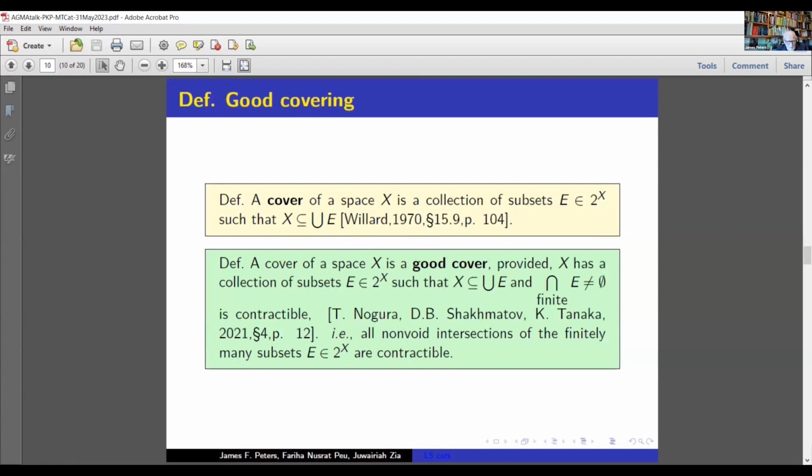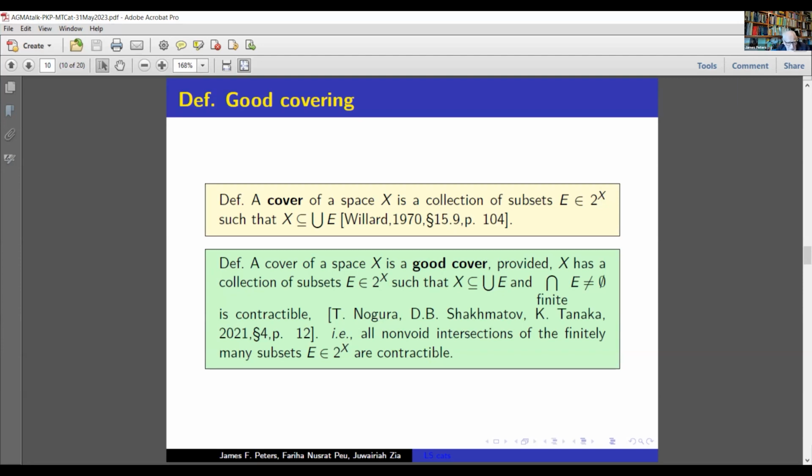Okay, and here's the notion of a cover. This is a very old notion. It just means that a space X has a cover if there is a collection of subsets in the space such that the space is a subset of the union of those subsets. Now, what's interesting here is the notion of a good cover, which is entirely appropriate if we're going to consider a geometric realization of a Lusternik-Schnirelmann category.